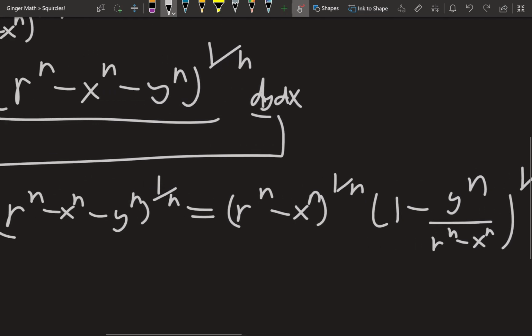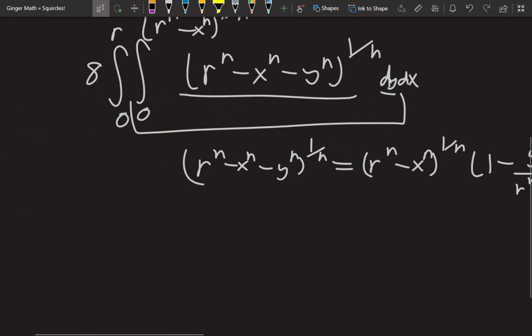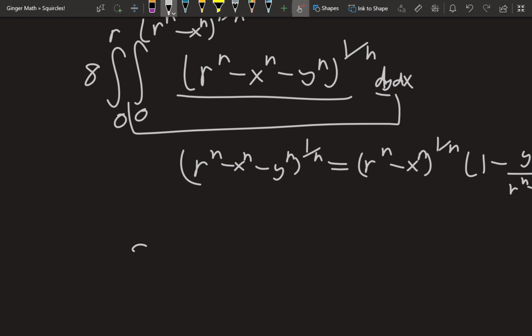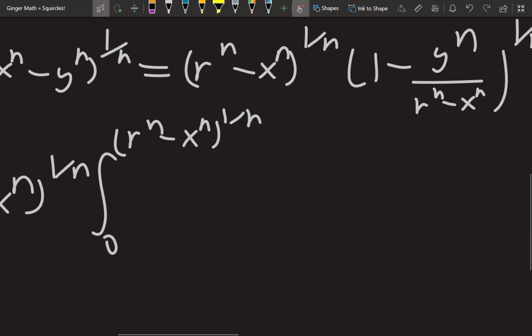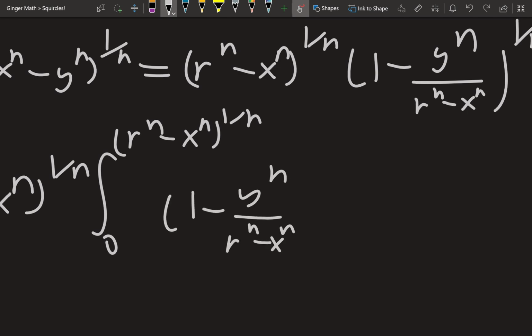And what you'll notice here is we don't get rid of that term completely, it's almost like a form of procrastination. We're just going to deal with this little part later in the integral. So (r^n - x^n)^(1/n), and we just have (1 - y^n/(r^n - x^n))^(1/n). I'm sorry, it's getting quite messy, but I promise it'll simplify.